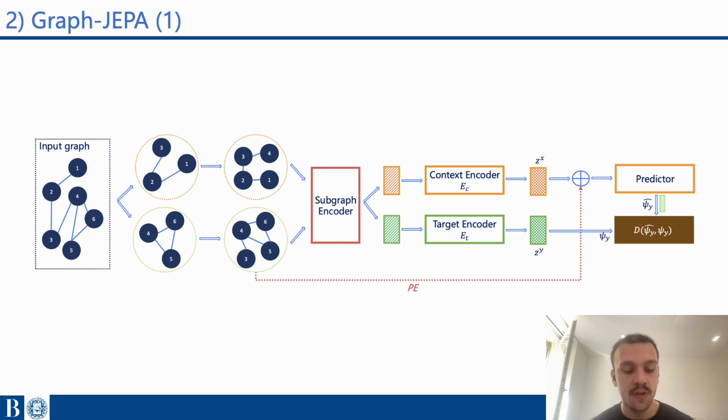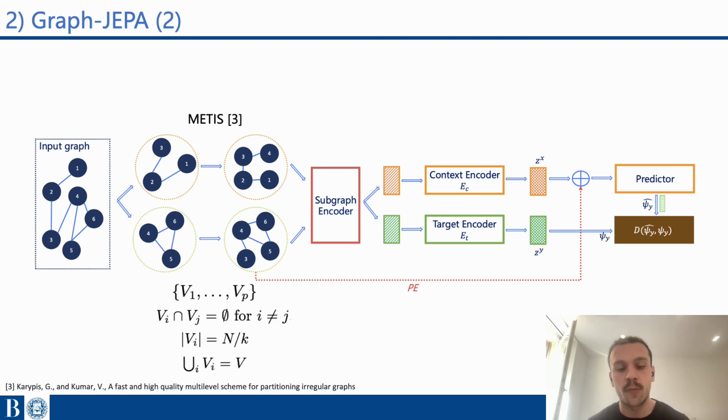Now, I will describe each of these steps a bit more in detail, and I'll be focusing mostly on the prediction part because that's actually where the quote-unquote magic happens. So that's the most peculiar part of the architecture. For the partitioning, it is pretty straightforward. We just use a graph partitioning algorithm, which is called METIS, very well known. And the idea of the partitioning is that you want to specify P subgraphs.